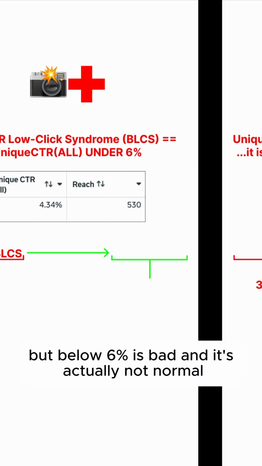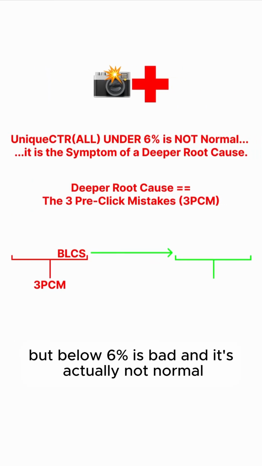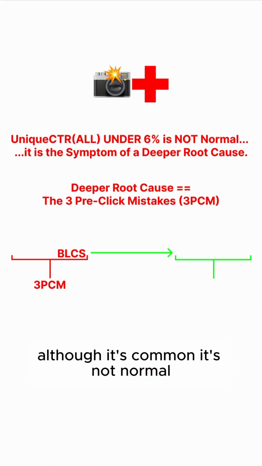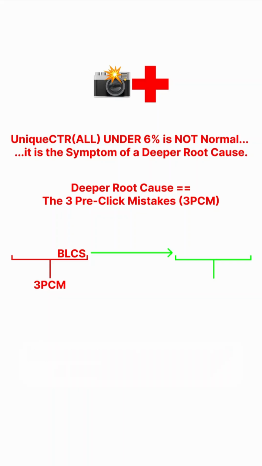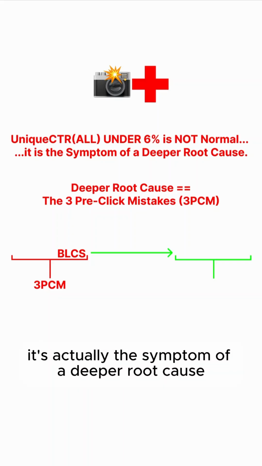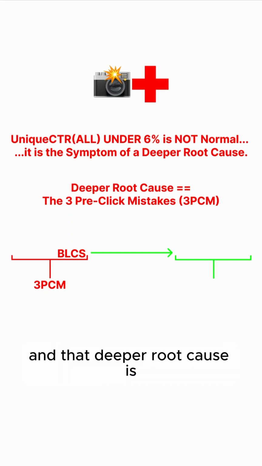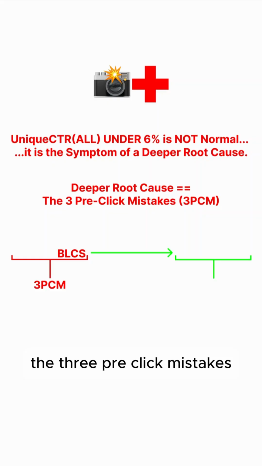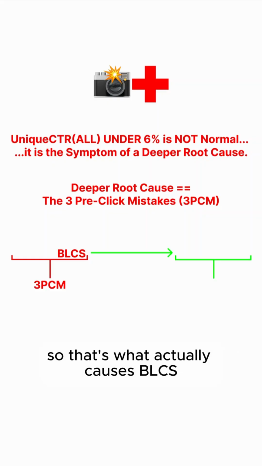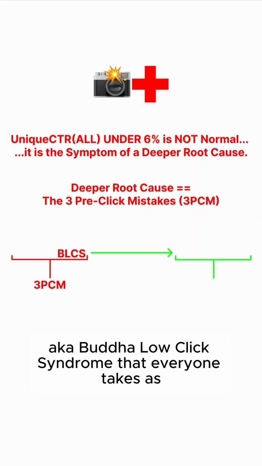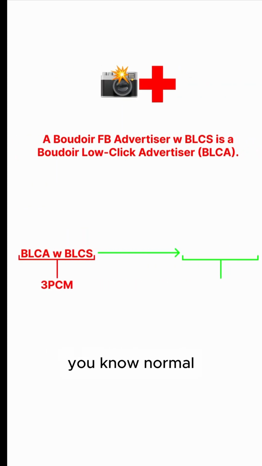But below 6% is bad. And it's actually not normal. Although it's common, it's not normal. It's actually the symptom of a deeper root cause. And that deeper root cause is the 3 pre-click mistakes. So that's what actually causes BLCS, aka Boudoir low click syndrome, that everyone takes as normal.